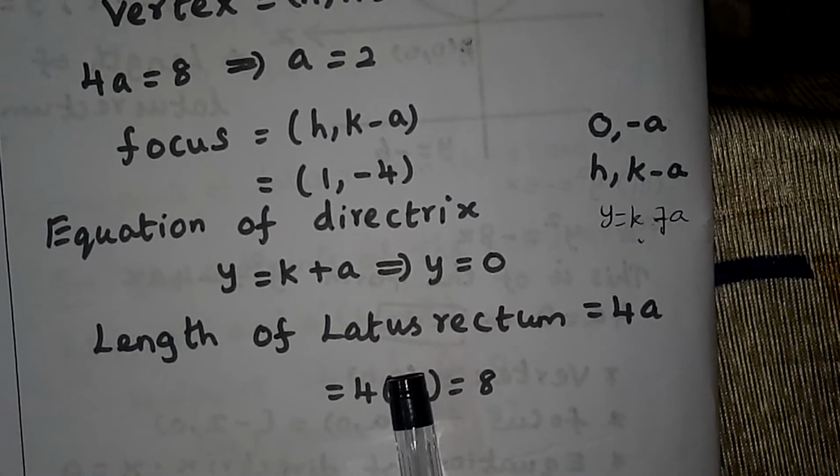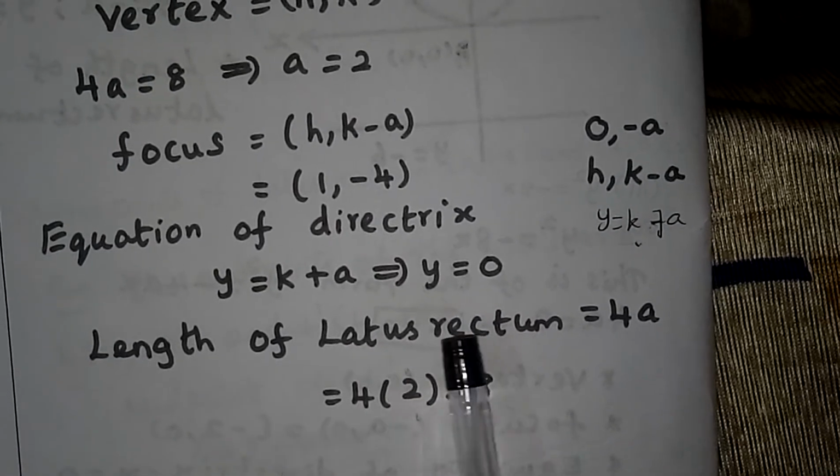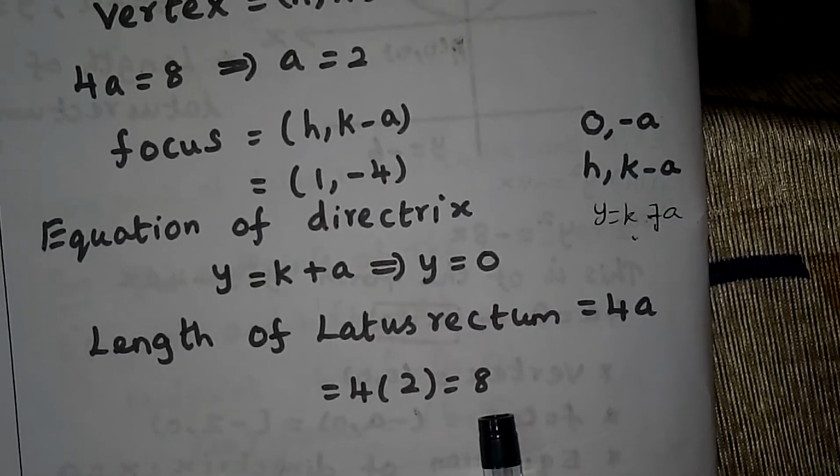So length of lattice rectum we can now find. This is the equation of directrix, it is y equal to 0. Length of lattice rectum is 4a. 4 into 2 it is 8.